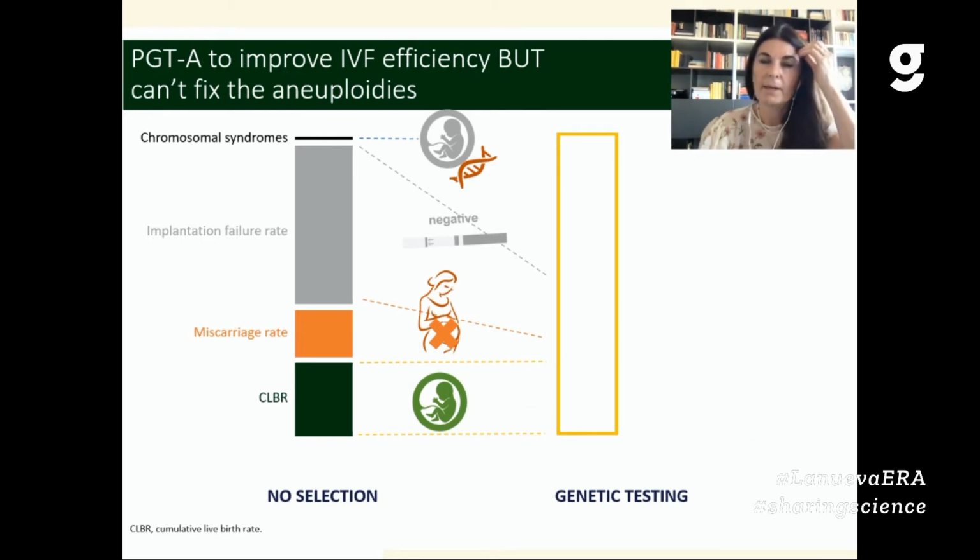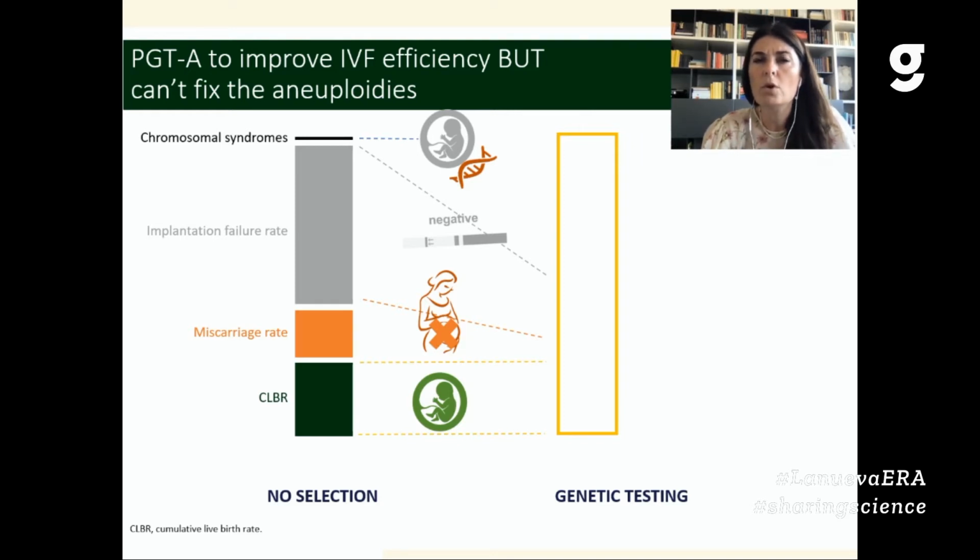But what should we explain to the patient? Should we explain that PGT-A is a miracle and they are going to get 50% pregnancy? Absolutely not. It's very important to understand that PGT-A is not a therapy. It's only a diagnostic test. So the number of babies is not increased by doing PGT-A.